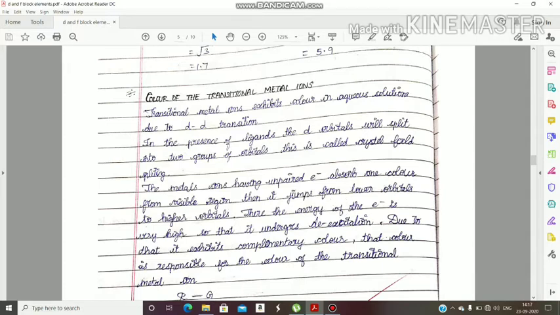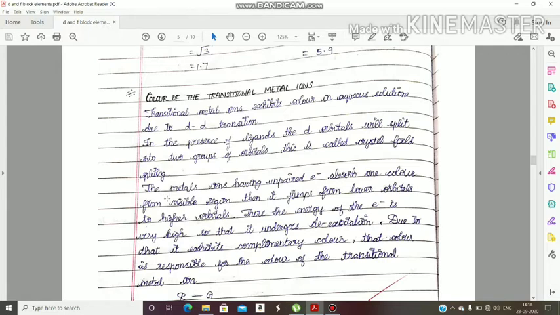There, the energy of the electrons is very high, so it undergoes de-excitation. De-excitation means the electron jumps from a higher orbital to a lower orbital. Due to that, it exhibits the complementary color, that means the opposite color. That color is responsible for the color of the transition metal ion. This is the reason behind the color exhibited by transition metal ions.